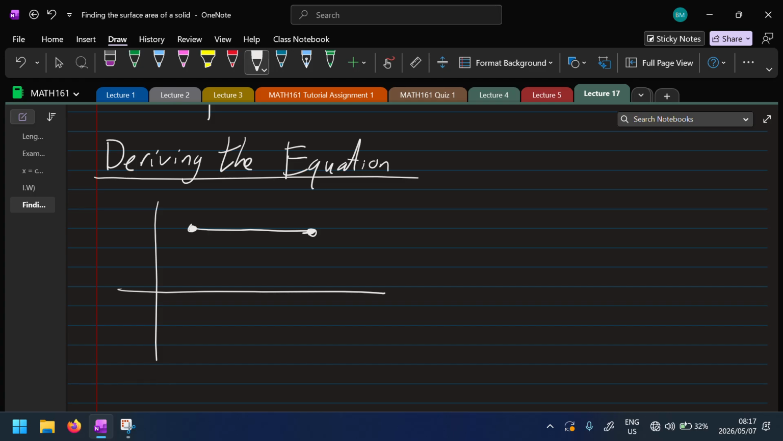So we're just going to have a straight line segment going along, and we're going to rotate this around the x-axis. We're going to rotate it around, and we're going to figure out some equation that will give us the surface area. So what we're going to do is chop this up into a lot of little bits. Okay, so we've got a line there. We're going to cut it up into little sections.